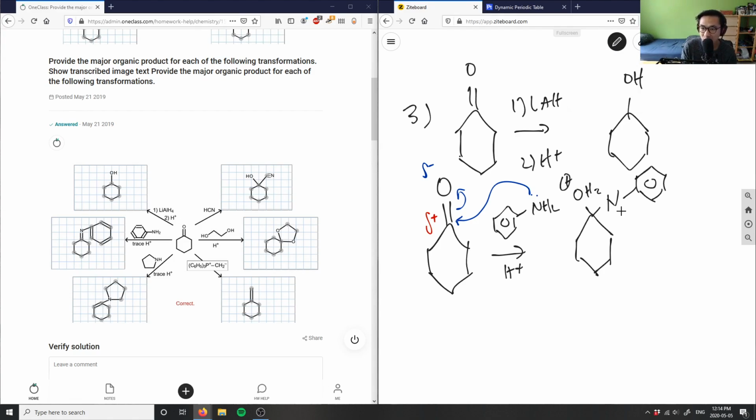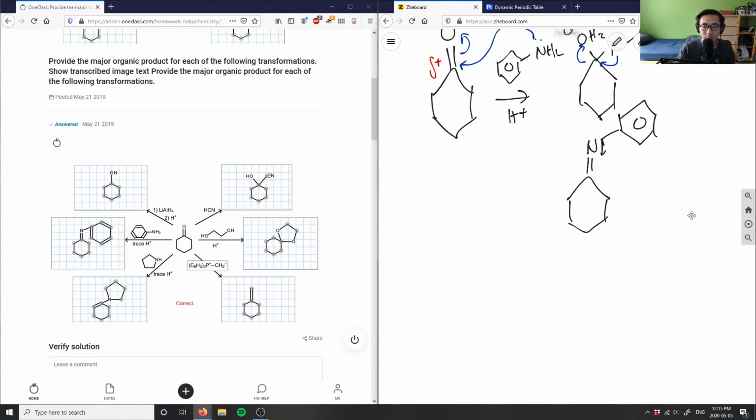This will have a positive charge now here, and the lone pairs will collapse here, and then kick out this OH group to form our final product, which is the cyclohexane group double bonded with the nitrogen, and then bonded to the benzene group here. So this here is our correct answer. Number 2 here is correct. So this is great also.